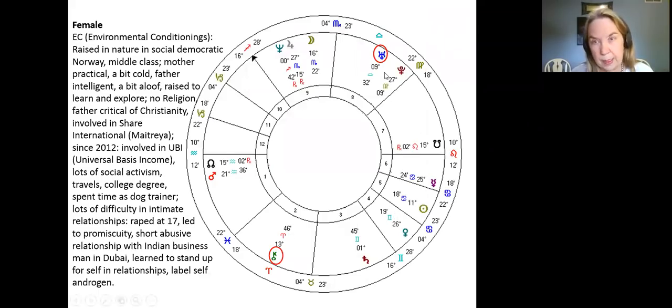So, how many people have a Chiron-Uranus opposition in their chart? I'm doing a series on Chiron and Aries, and there were 41 Chiron-Uranus oppositions. There were, let's see how fast I can find this little sheet of paper. Yes. There were 41 Chiron-Uranus oppositions.